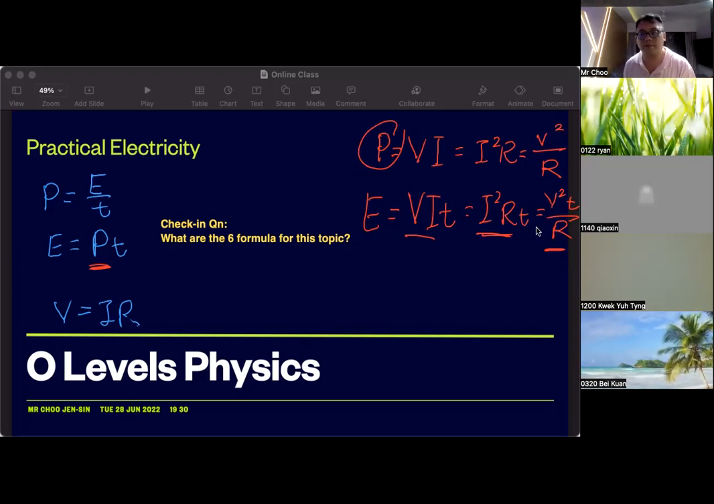Is that clear? Okay, Beikwan, the formula I wanted you to tell me is this formula. Can you write down this formula and show it to me? Energy is equal to VI times T. Okay, Beikwan, can you do that now?